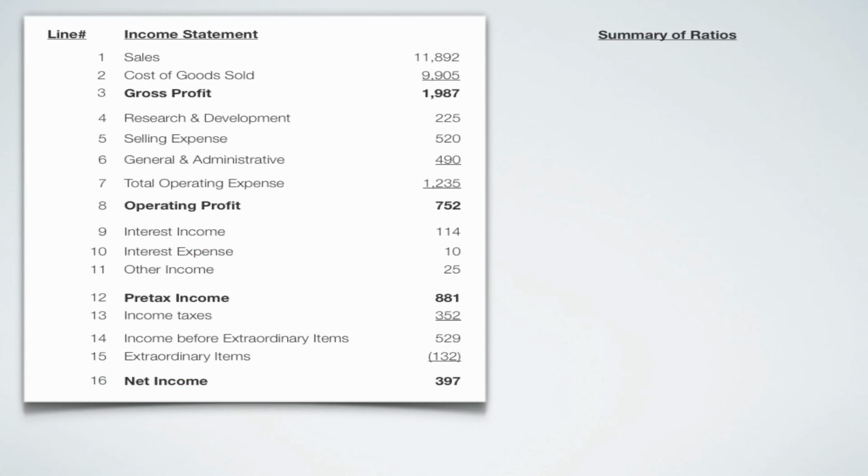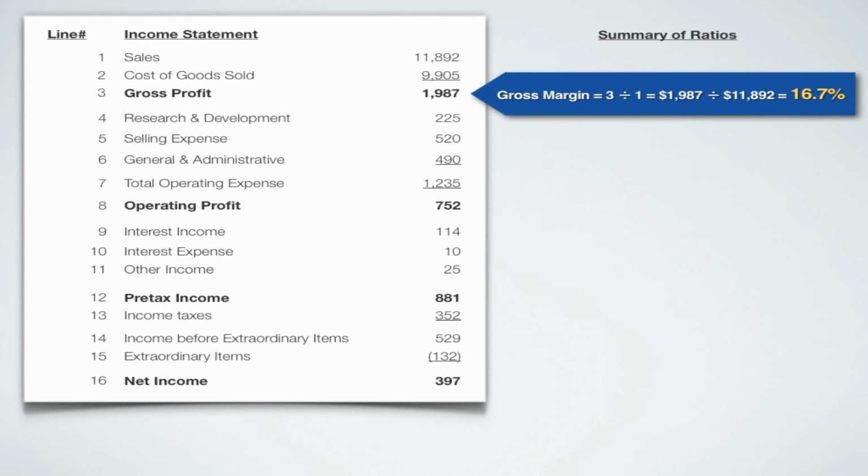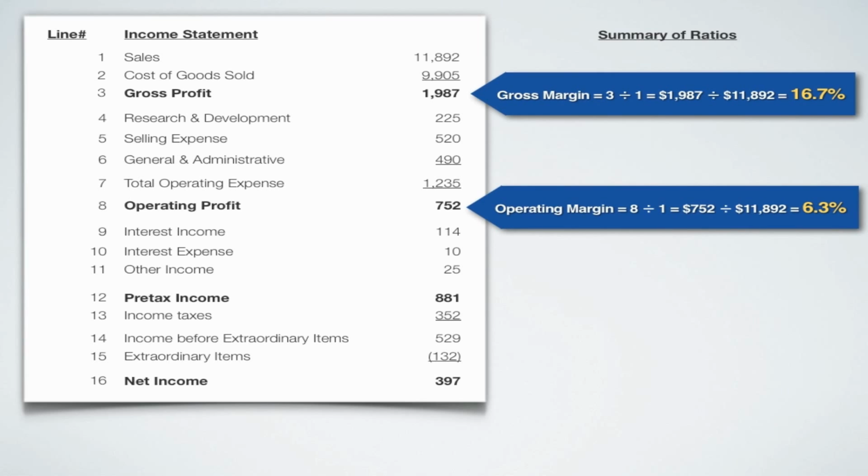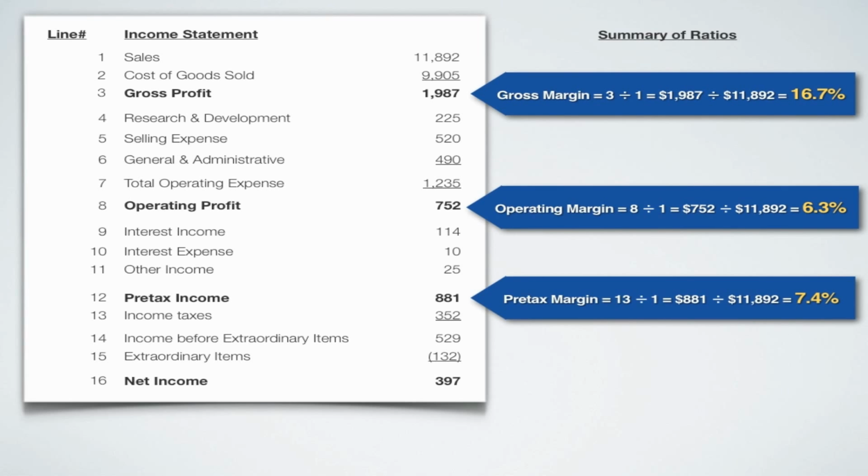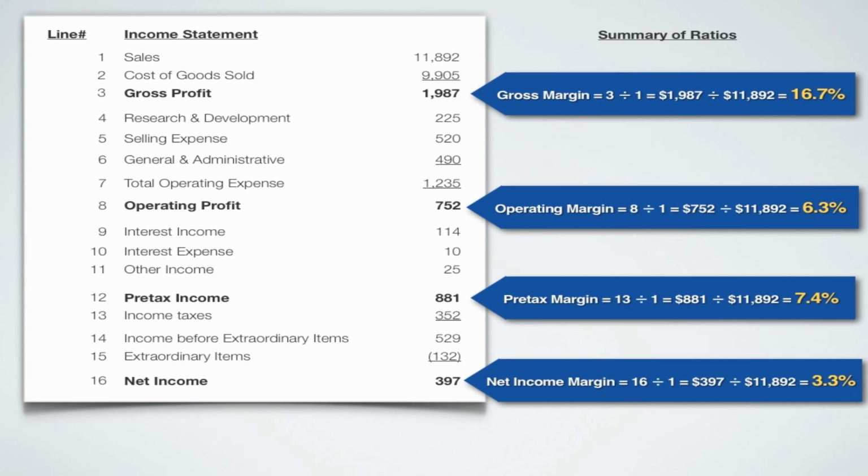So here is a quick summary of the ratios we calculated. The gross margin is 16.7%. After taking into account operating expenses, the operating margin is 6.3%. The pre-tax margin increases to 7.4% as a result of having some non-operating income. The net income margin drops by more than half to 3.3% as a result of taxes and extraordinary items.